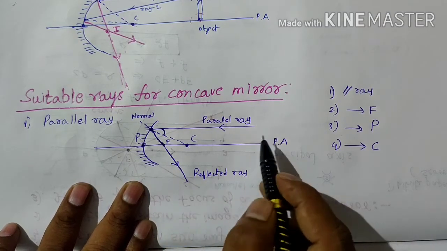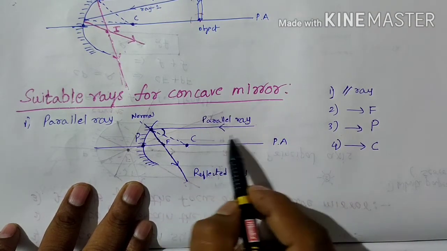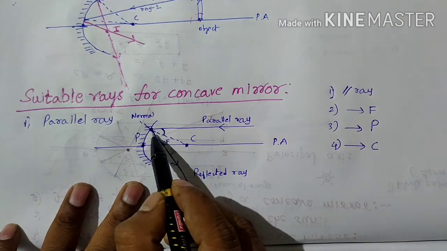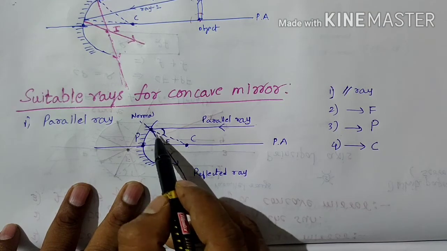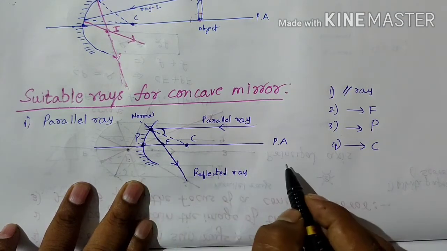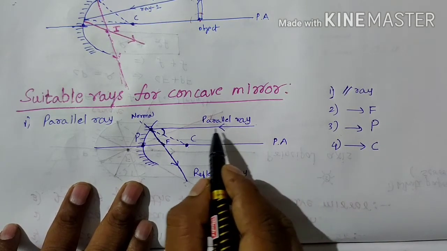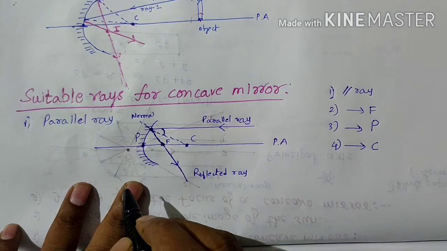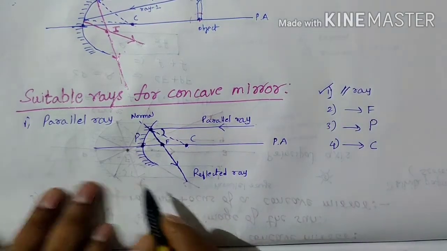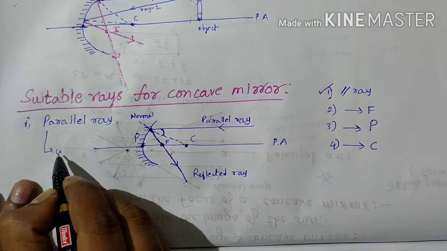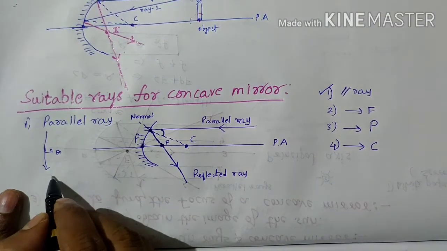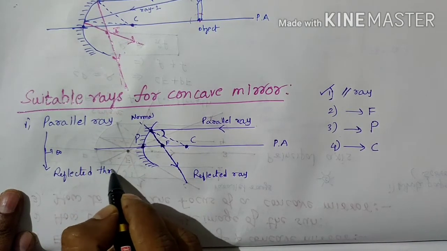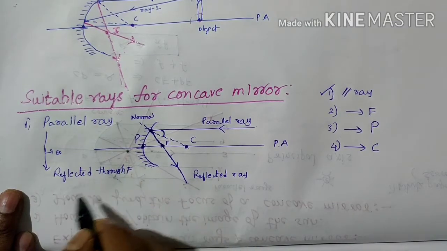So next time when you draw a parallel ray, you need not draw the normal. Simply draw its reflected ray through the focus. If you take any parallel ray, that parallel ray will be reflected through the focus. So every parallel ray will be reflected through the focus.